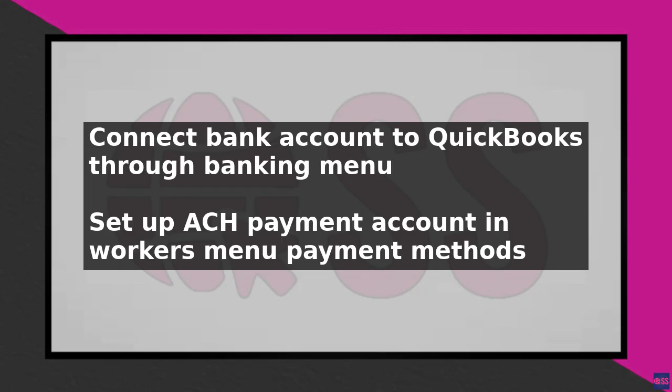To set up your ACH payment account, go to the Workers menu, then click on Manage Workers, and select the Pay Workers tab. In the Pay Workers window, click on the Payment Methods tab and select the Bank Transfer option. Follow the prompts to enter your ACH payment account information. Now that your ACH payment system is set up, you can send an ACH payment.